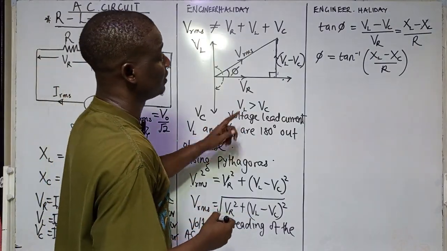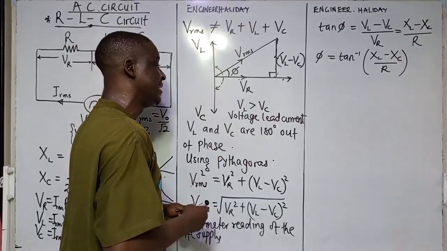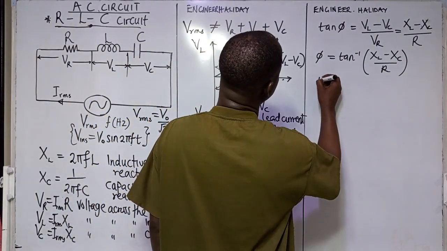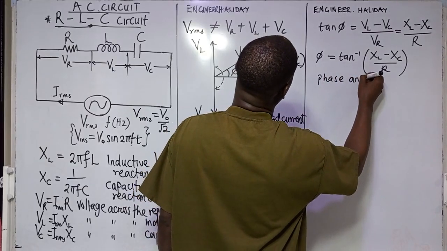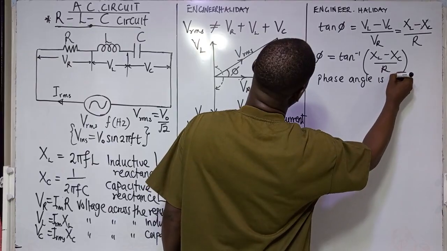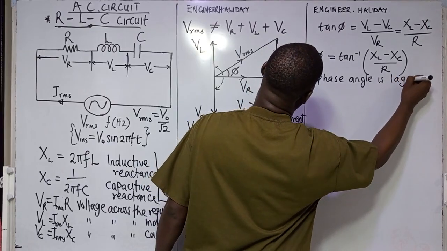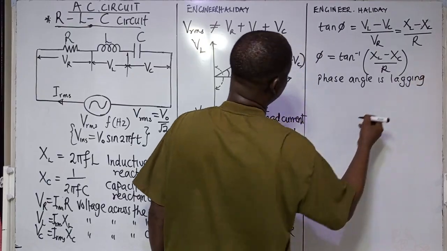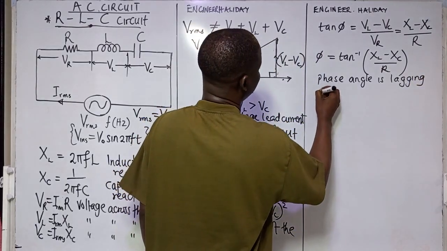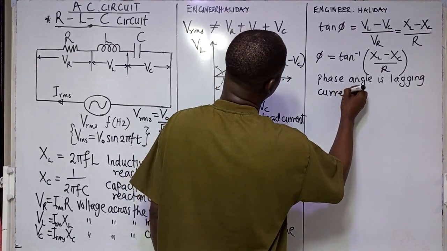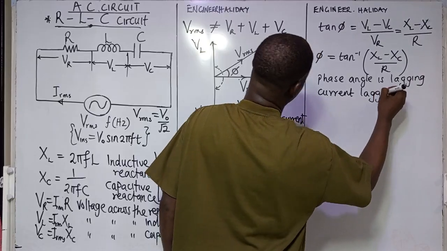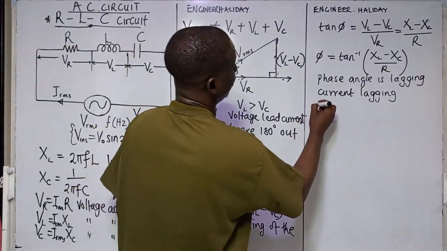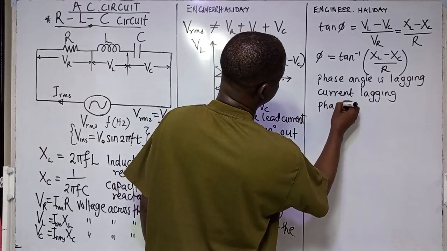Now, anytime VL is greater than VC, it means that the phase angle is lagging, current is lagging, and the phase angle is positive.